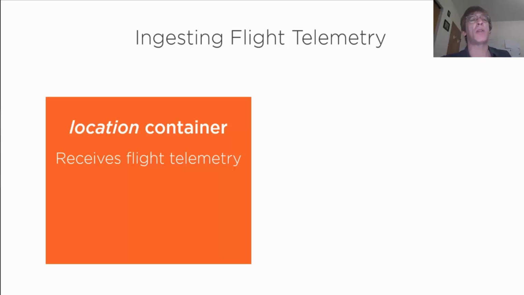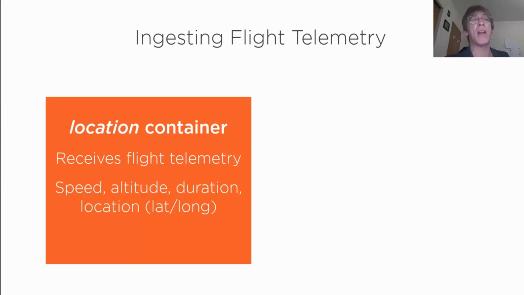And it's going to generate all the telemetry that's going to get ingested into the location container, and that information is going to include the obvious things: how fast the plane is going, speed, altitude, duration, and of course latitude and longitude for the current location. And this is fast and furious. We're broadcasting this. Every plane is broadcasting this every 10 milliseconds. So it's a lot of data that we want to ingest.